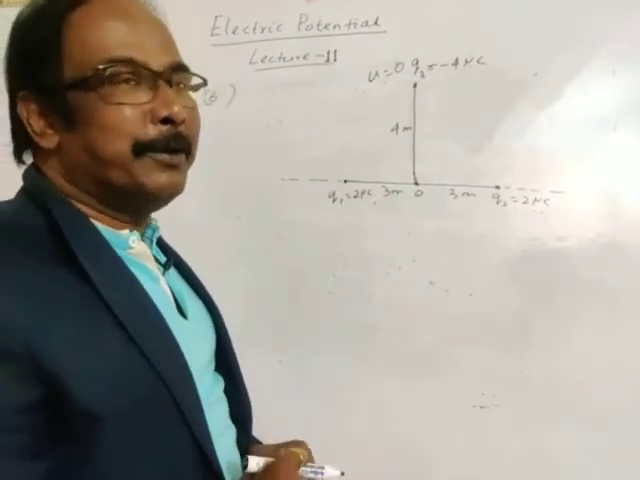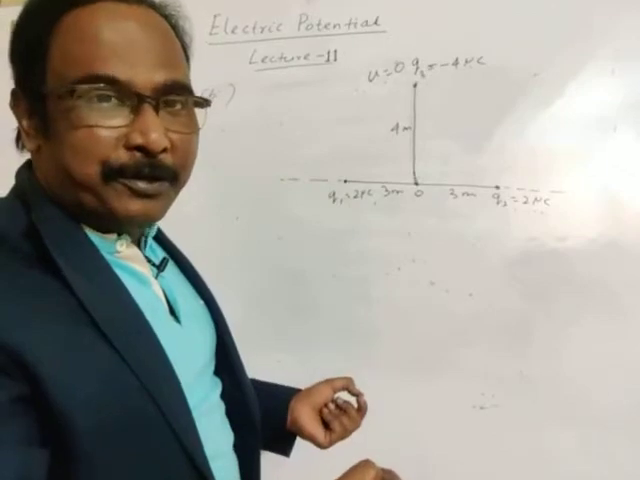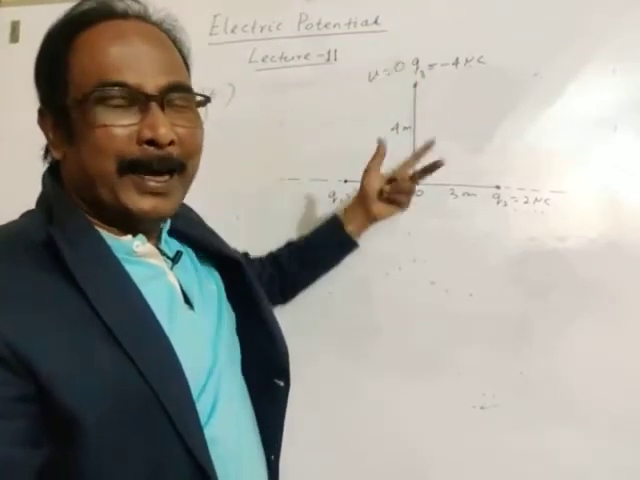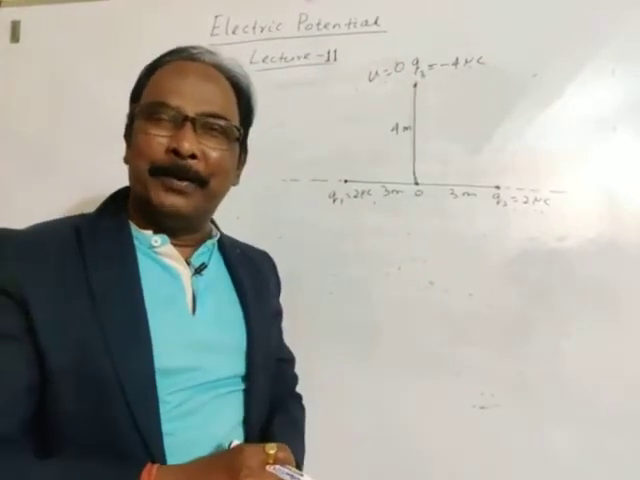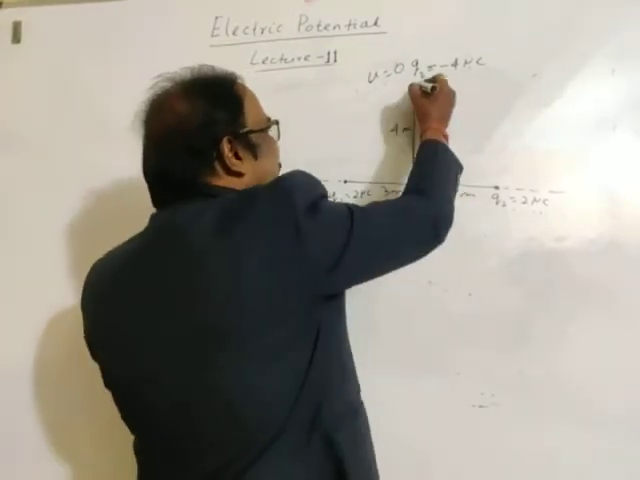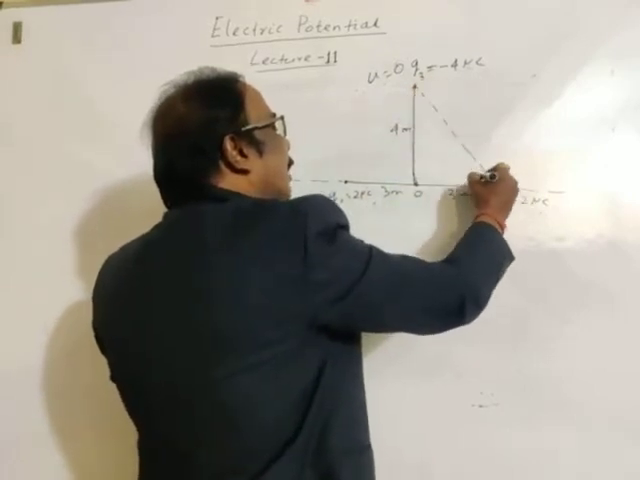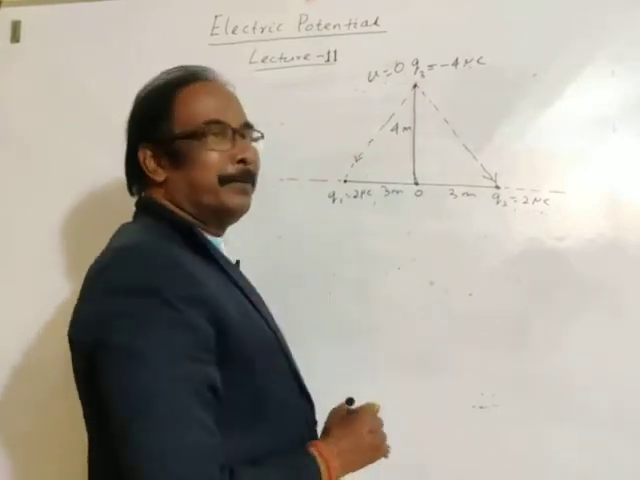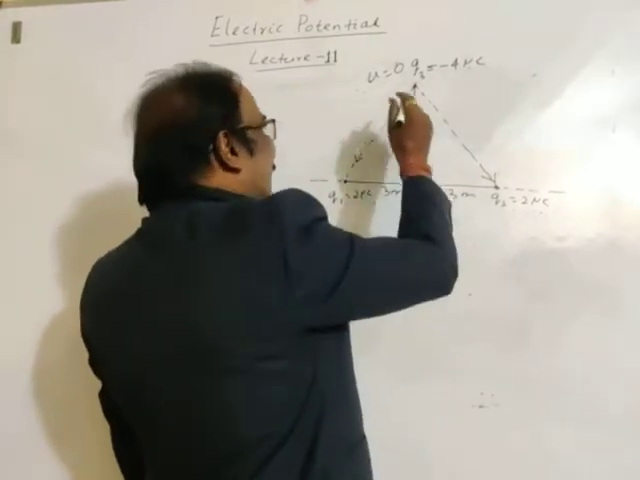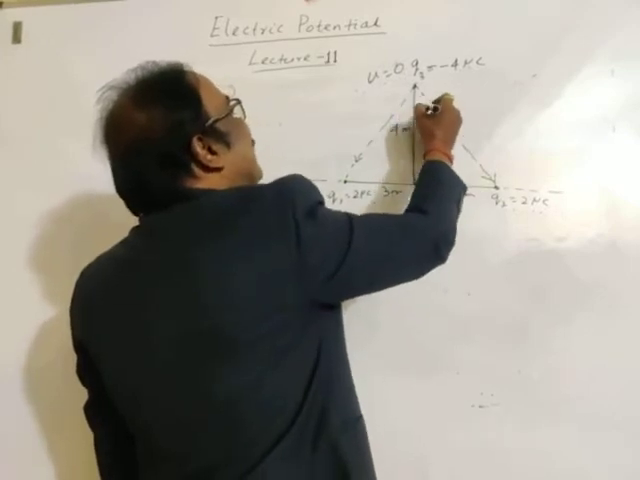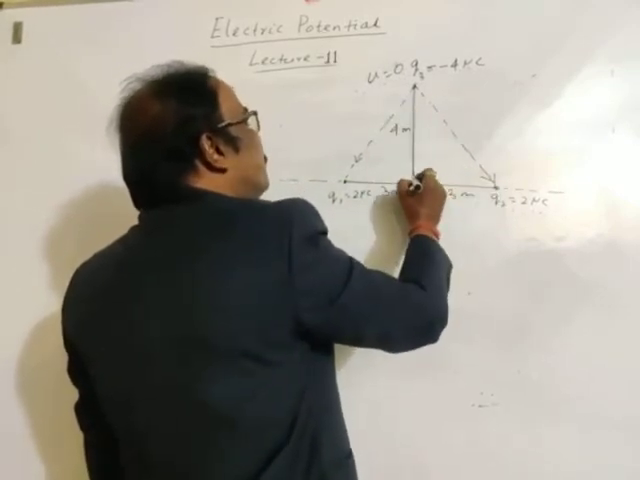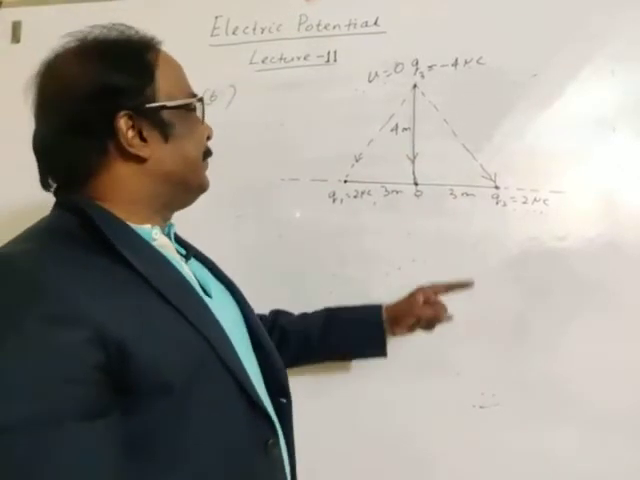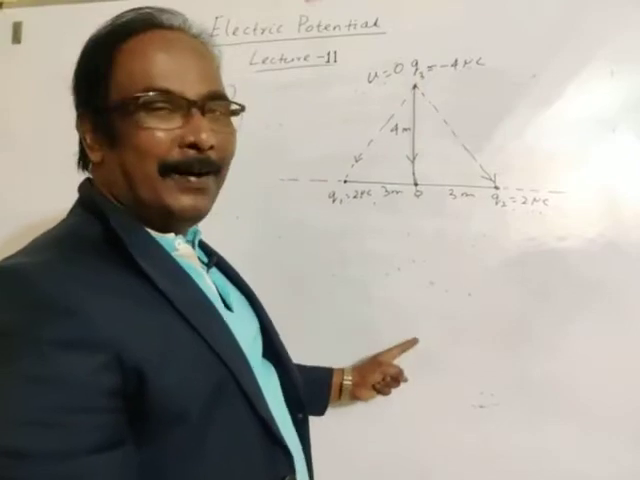Initially, it is at rest. If the charge Q3 is released from this position, where will it move? The first question: where will it move? In the general vector form, Q3 will be attracted towards Q2 and towards Q1. Obviously, if this angle is theta, this angle is theta, these two forces will have a component along this direction. So it will move towards the origin.